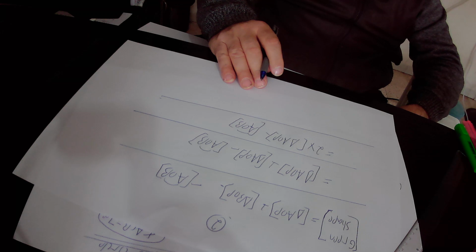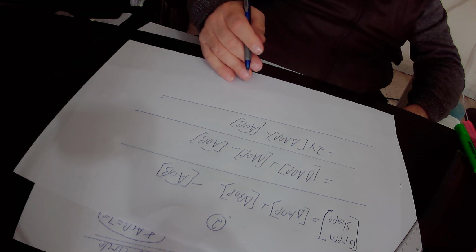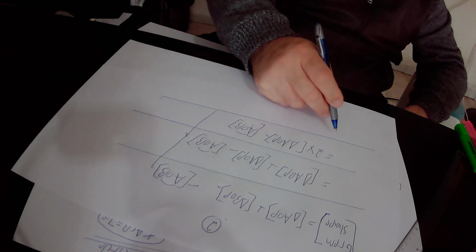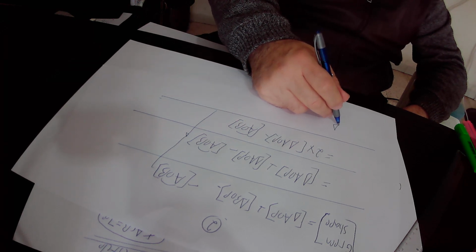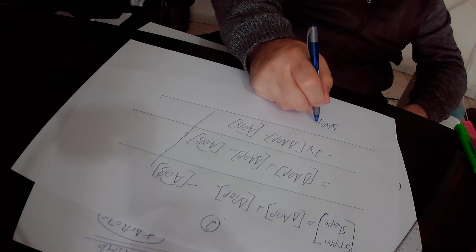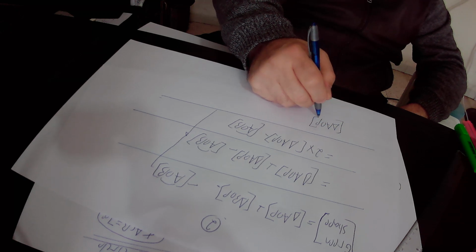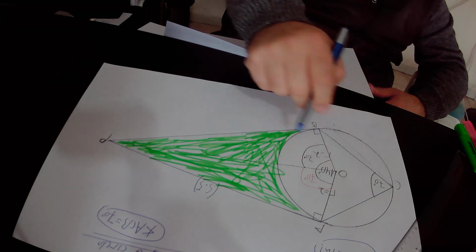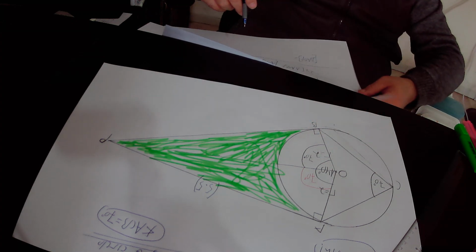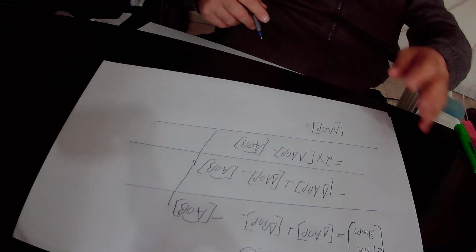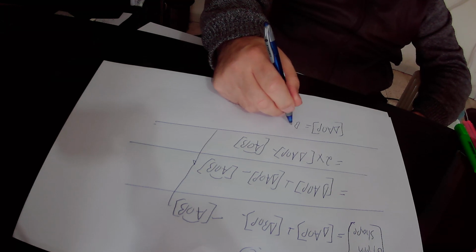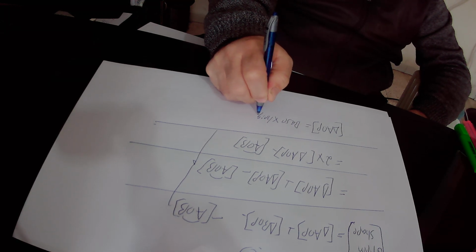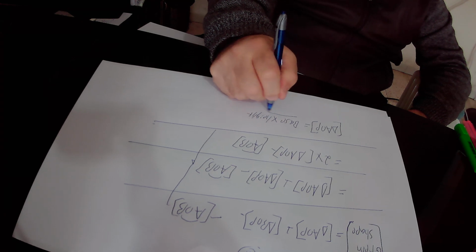So what is the area of triangle AOP? What is the area of this triangle AOP? Actually, the area of any triangle equals the base of the triangle times the height to the base over 2.